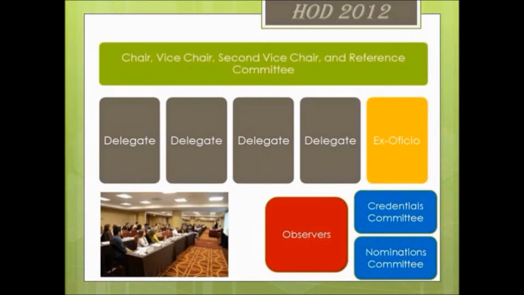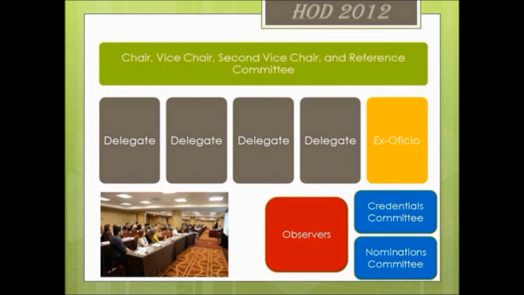This overview gives a good structural scheme of what you'll see at the House of Delegates and where people are going to be sitting when you enter the HOD. At the head and the center is the chair, the vice chair, the second vice chair, and the reference committee. They all sit in the front of the room.